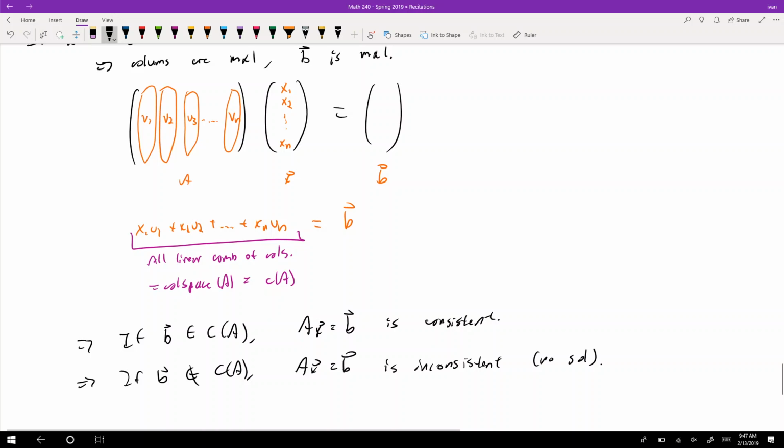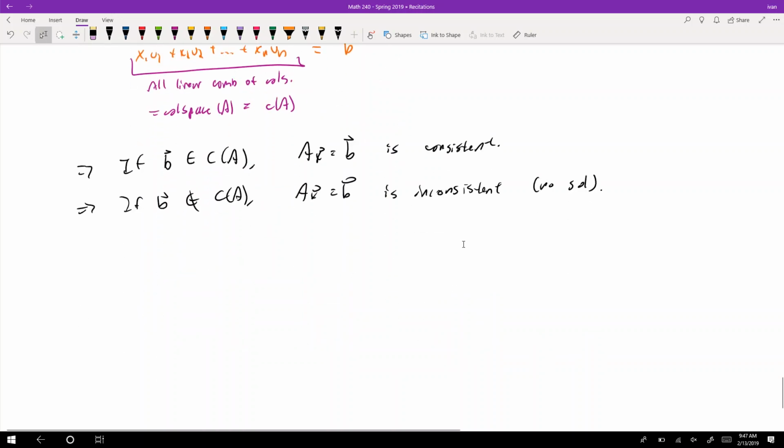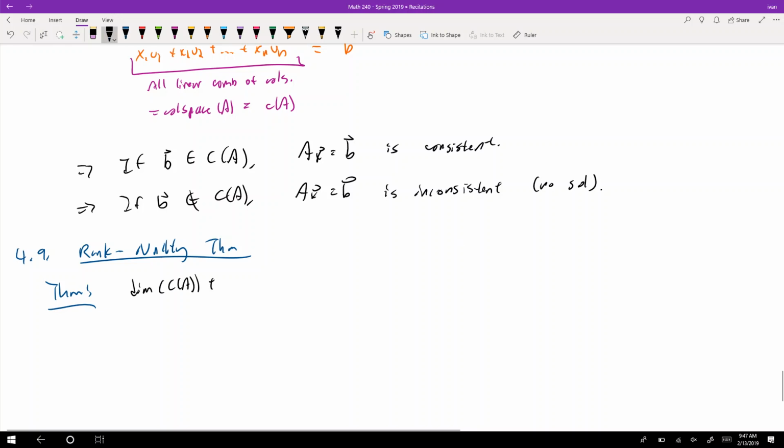All right. Last section, 4.9, the Rank-Nullity theorem. It really just states the following: the dimension of the column space plus the dimension of the kernel is equal to the number of columns. All right?